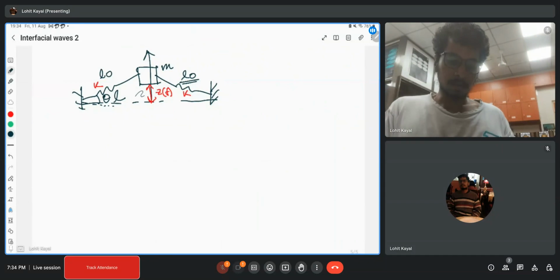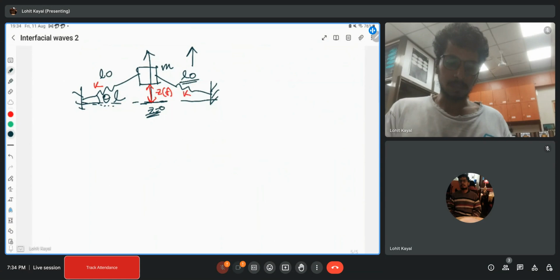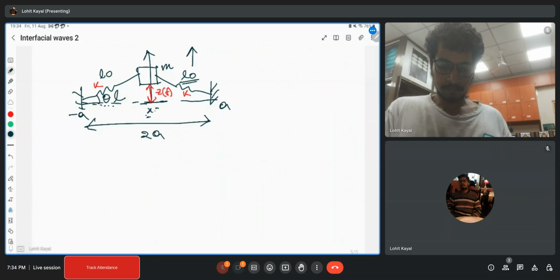Okay, so it indicates that these two springs are somewhat in parallel. Okay, so if you just pull it, both of the springs will be stretched by the same amount. Okay, because suppose this is z equal to 0, if we are doing from this height. Okay, and this is 2a, and this is just the midpoint. Okay, this is minus a, this is a, x equal to 0. So both of the springs are stretched by an equal amount.